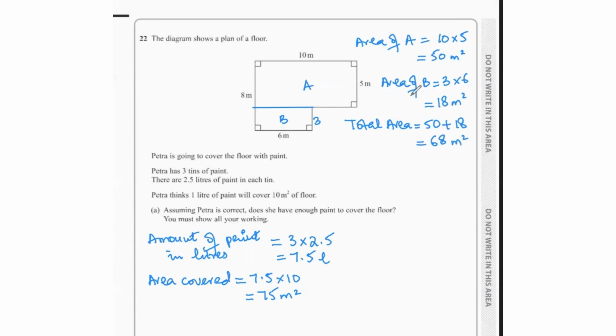So now we compare. We can see that the area of the plan is 68 and the amount of paint that can cover the flooring is 75 meters square. So we have extra paint, so yes, she has enough paint.